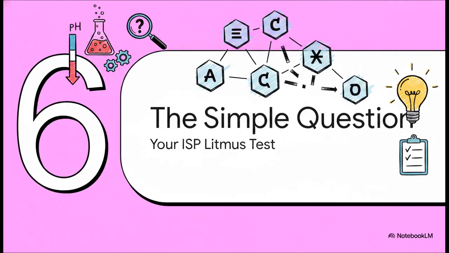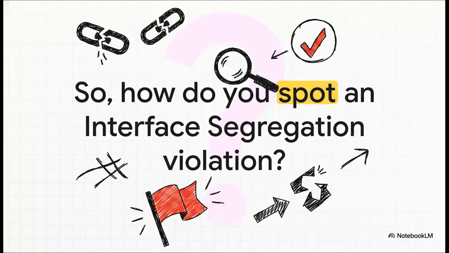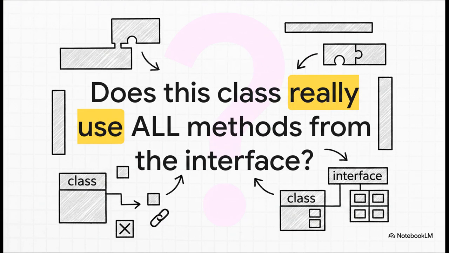Okay, so let's wrap this all up with a simple, actionable takeaway. Think of this as a quick litmus test you can use in your day-to-day work to spot these exact problems. So when you're looking at your code, or maybe doing a code review, how do you know if you've stumbled on a violation? What's that big red flag you should be looking for? You just have to ask yourself one critical question. Does this class really use all of the methods that are defined in the interface it's implementing?